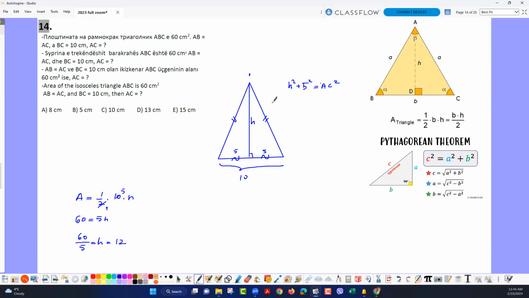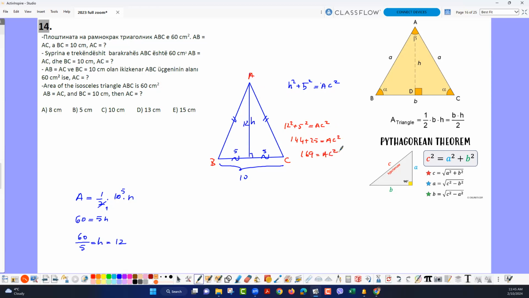So here, if it is 12, it means that 12 square plus 5 square is going to be equal to AC square. Here, this is A, B, and C, of course. Then this is equal to 144 plus 25 is equal to AC square.